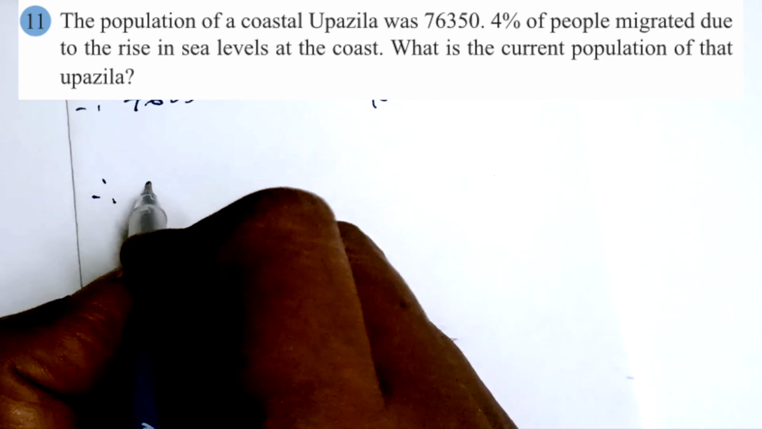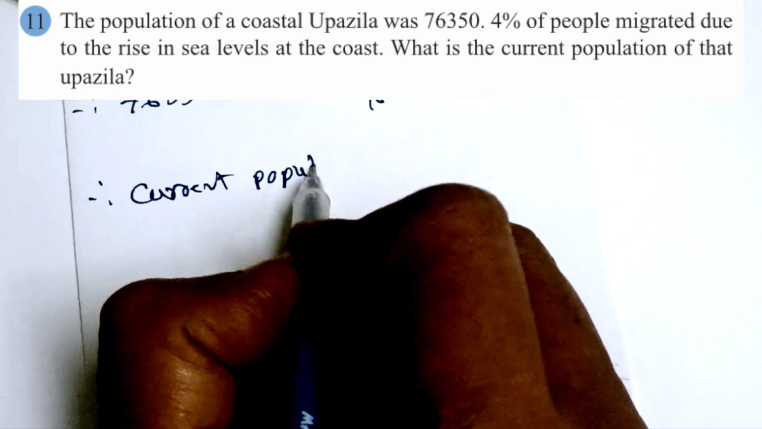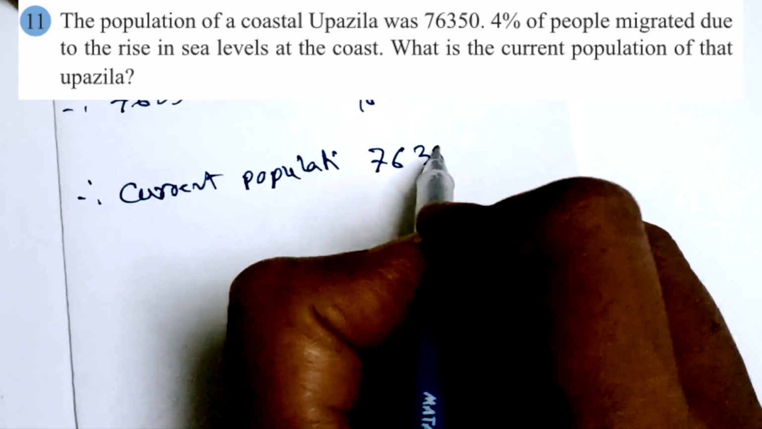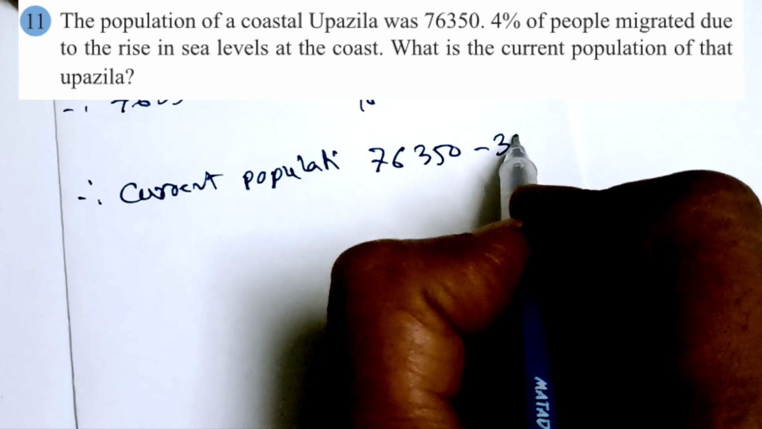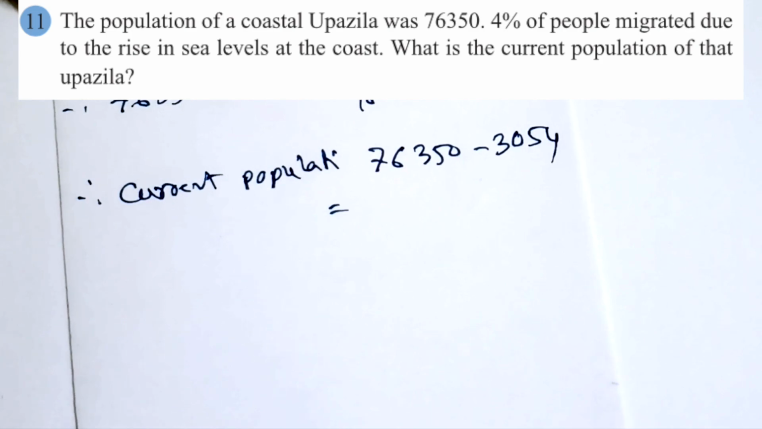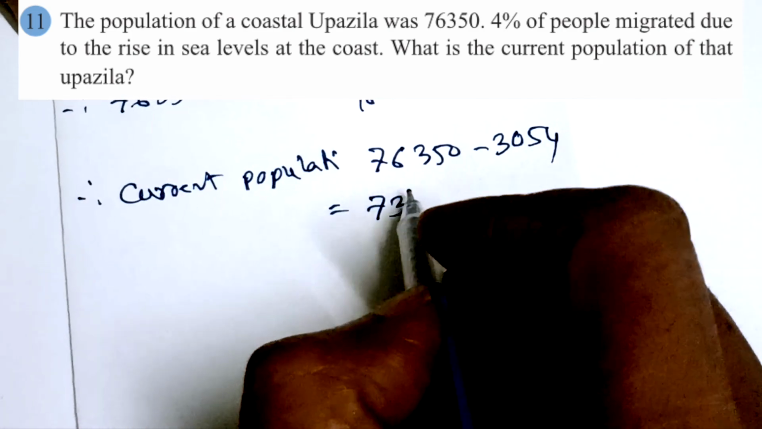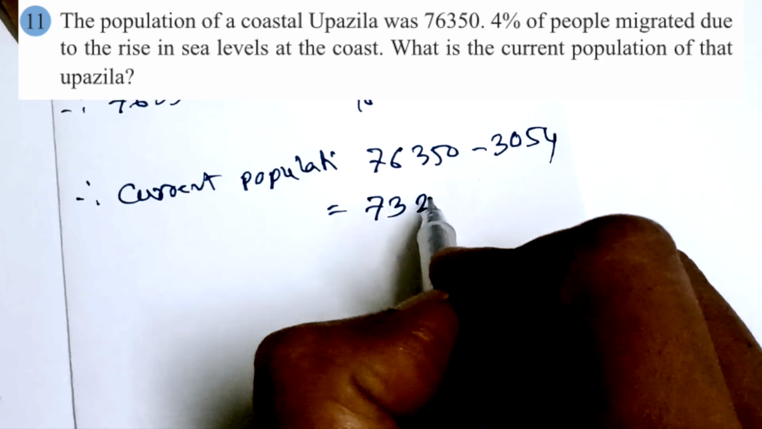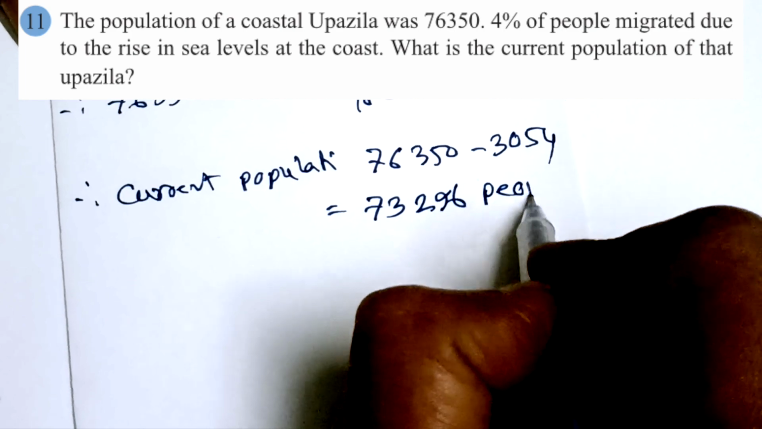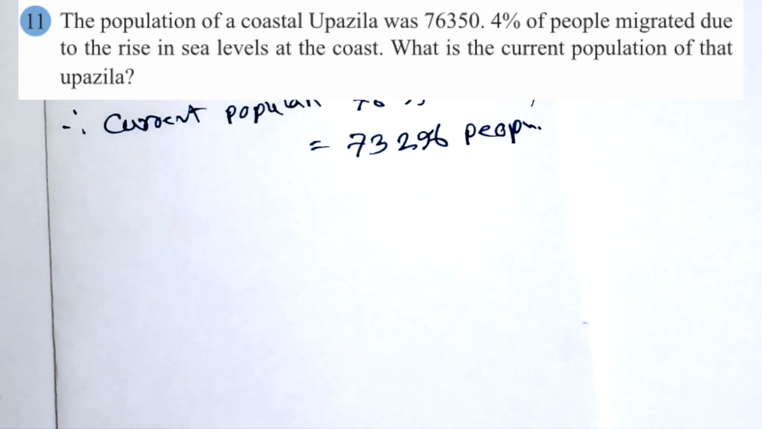So the current population 76,350 minus 3054 equal to 73,296 people. Is the current people of the upazila. Thank you.